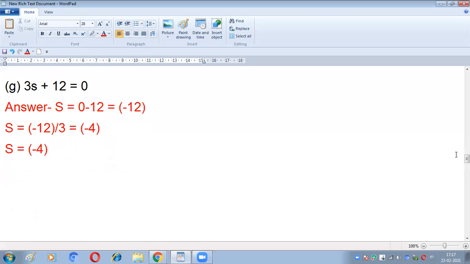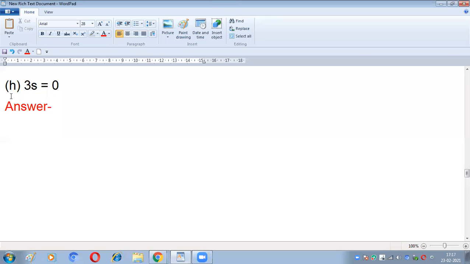So friends, let's proceed to h bit. H bit is very simple to do. What is h bit? H bit is 3s is equal to 0. Here also we have to find the value for s. If we move 3 to the right hand side, it will be divided by 3, because 3 is having the sign of multiplication.